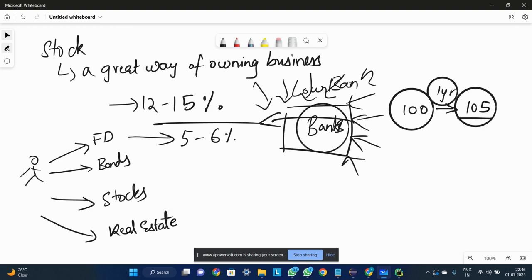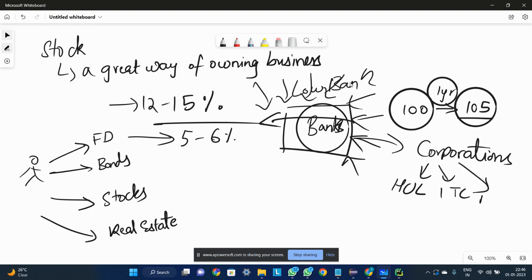The bank lends the money that it takes from all of you to other entities, which are corporations. What are these corporations? These corporations are big companies: Hindustan Unilever, ITC, maybe Adani. I think this is very famous recently. Adani Enterprises is actually quite famous, so yes, you might have heard of it. Adani has taken thousands of crores of loan from SBI. Now you might know where exactly the money you're investing in your bank is going, and into whose pockets.